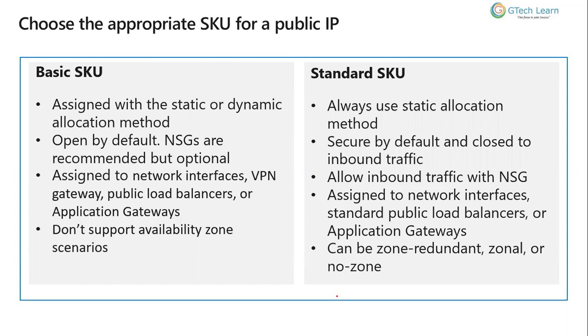In that case, two different SKUs are available. The first one is the basic SKU and the next one is the standard SKU. In the basic SKU, we can assign with the static or the dynamic allocation method, which is open by default, and NSGs are recommended but optional as well. You can assign it to the network interface, VPN gateway, public load balancer, or application gateway. It doesn't have support for availability zones.